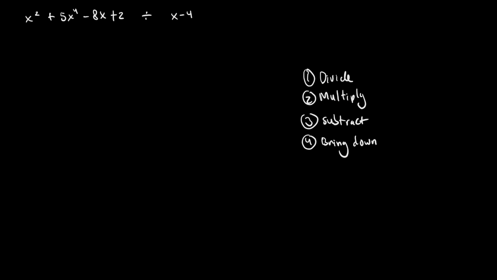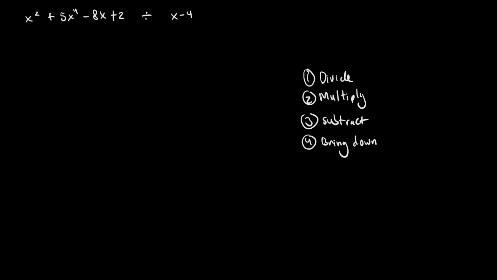Here's another polynomial division problem. We have x squared plus 5x to the power 4 minus 8x plus 2 divided by x minus 4. What I want you to notice is for the dividend, the powers aren't in order, and there is a missing term. For polynomial long division, we have to ensure that the powers are in order from the largest to the smallest when we go from left to right.